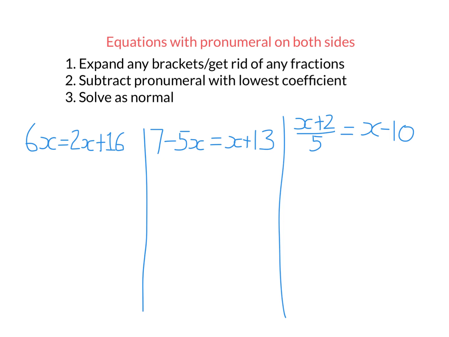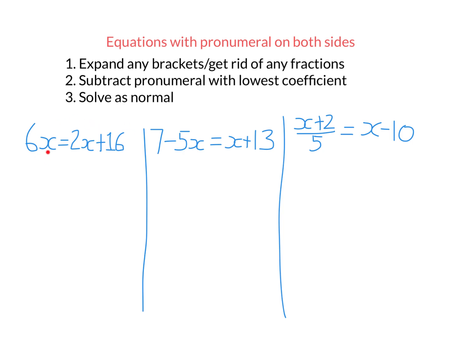The reason we do this is each of these has x in more than one spot. We really only know how to solve equations where the x is in just one spot. So performing step 2 will allow us to get an equation where x is in just one spot, and then we can solve as normal. All right, let's look at some examples.